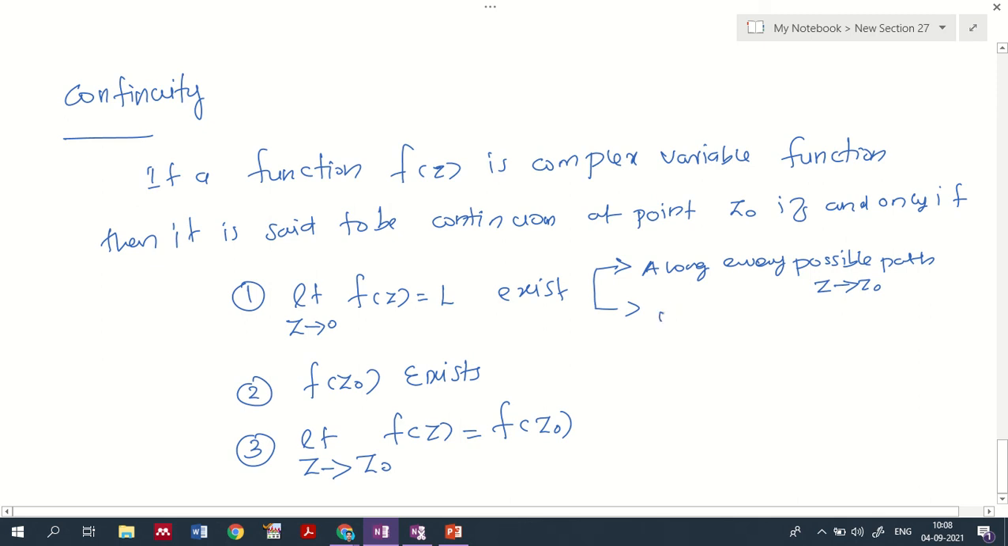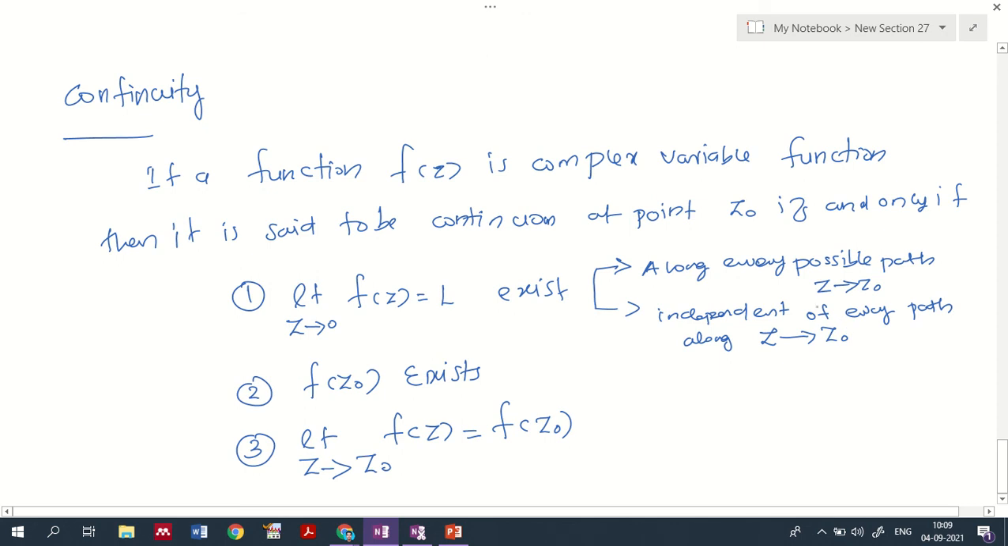And also we said that it should be independent of the path, because this value should be common in all cases. The value should be constant for all the paths it is tracing. So in all cases when z is tracing towards z0, the limit value should be constant, unique, finite and single valued.